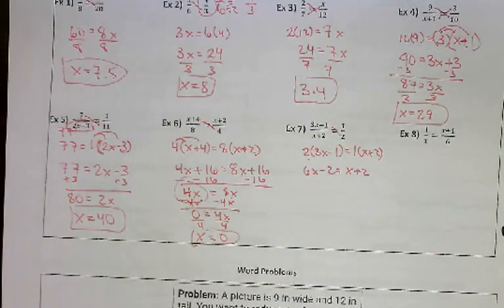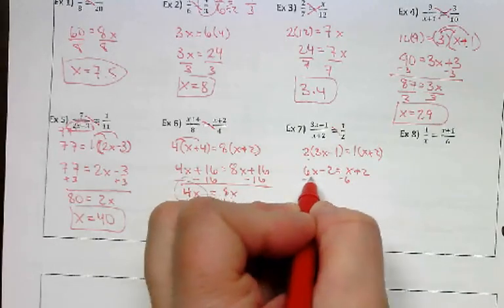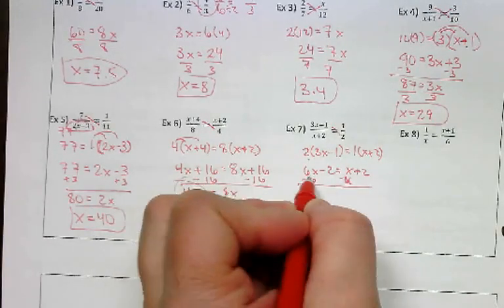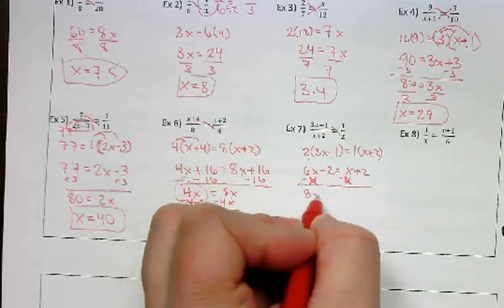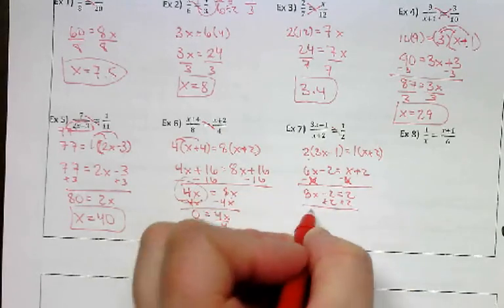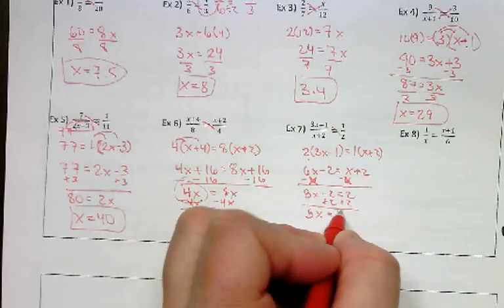Okay, I'm going to go on ahead and subtract 6 from both sides. Not 6, I'm going to subtract x from both sides. Okay, and I get 5x minus 2 equals 2. Add 2 to both sides, and I get 5x equals 4. So I'm going to divide both sides by 5.